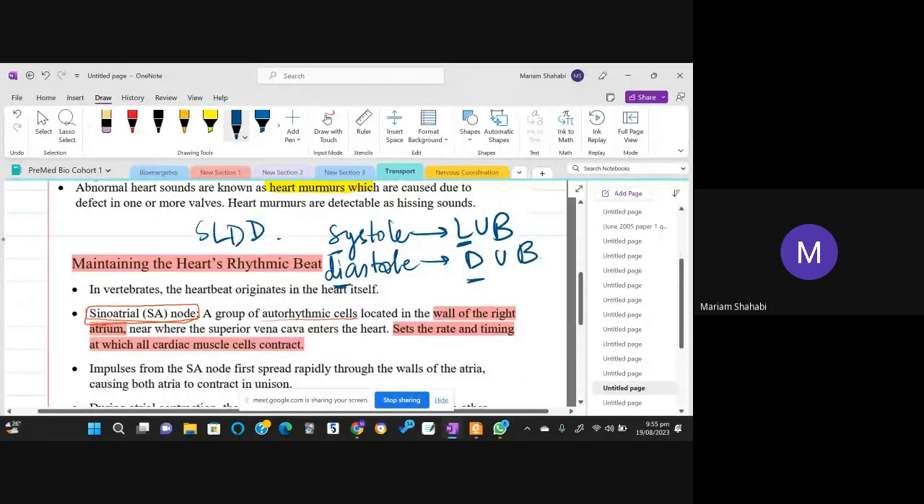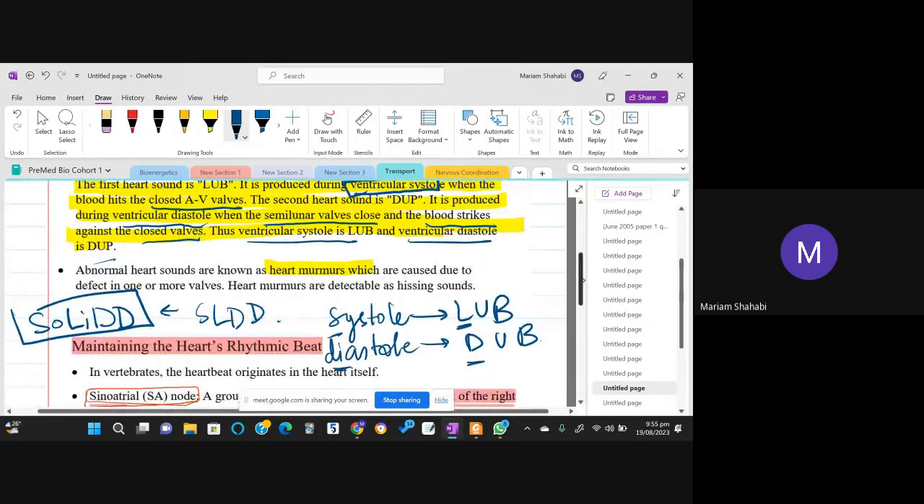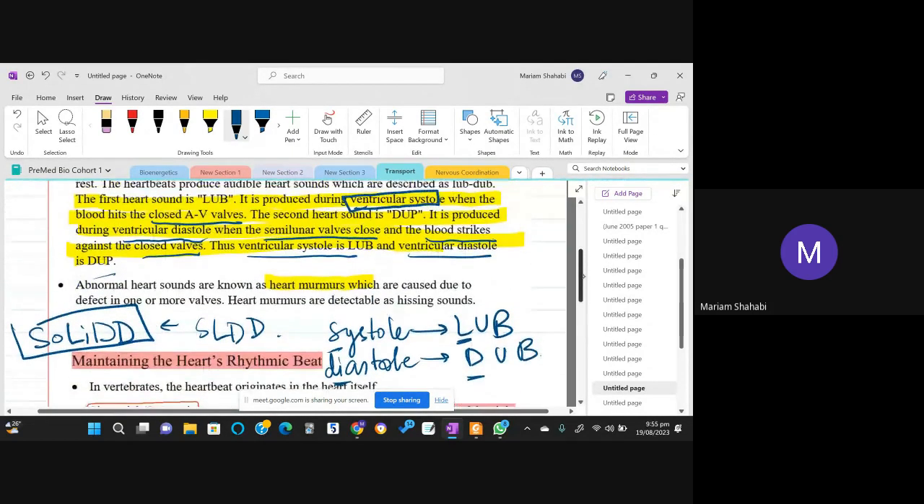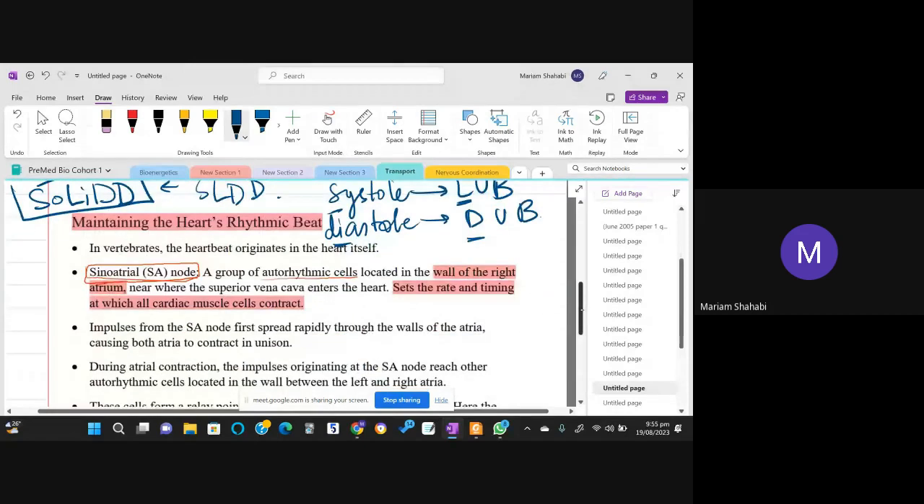Oh wait, this can actually become solid. Yeah, you can use this to remember that ventricular systole is the lub sound and diastole is the dub sound, because you never know what they might ask in the exam.